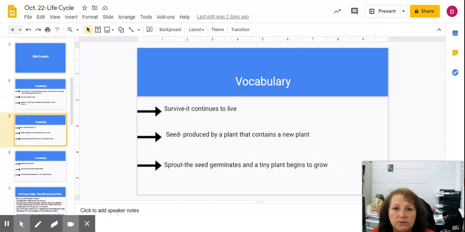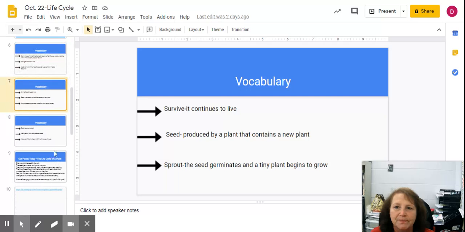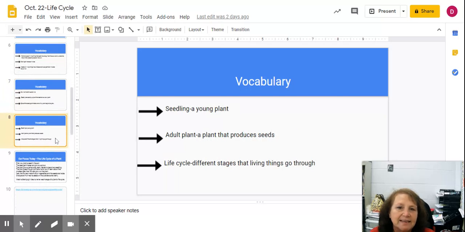Survive: it continues to live. Seed: produced by a plant that contains a new plant. Sprout: the seed germinates and a tiny plant begins to grow. Seedling is a young plant. An adult plant is a plant that produces seeds. Life cycle is the different stages that living things go through. It's all of those stages as they grow and develop.